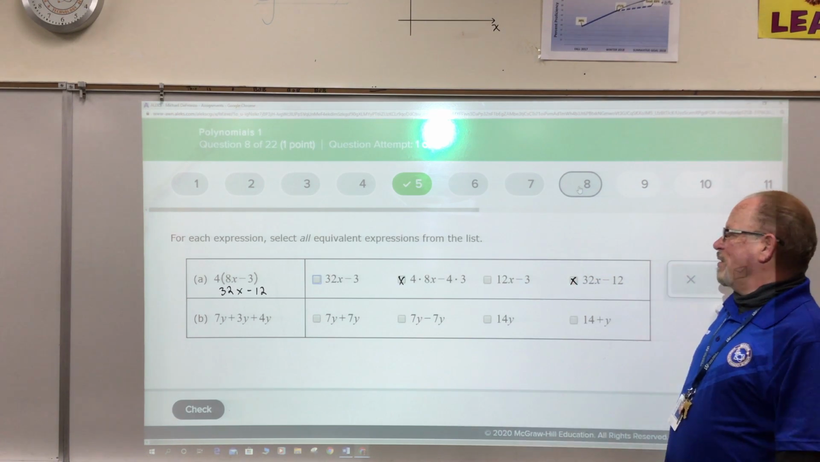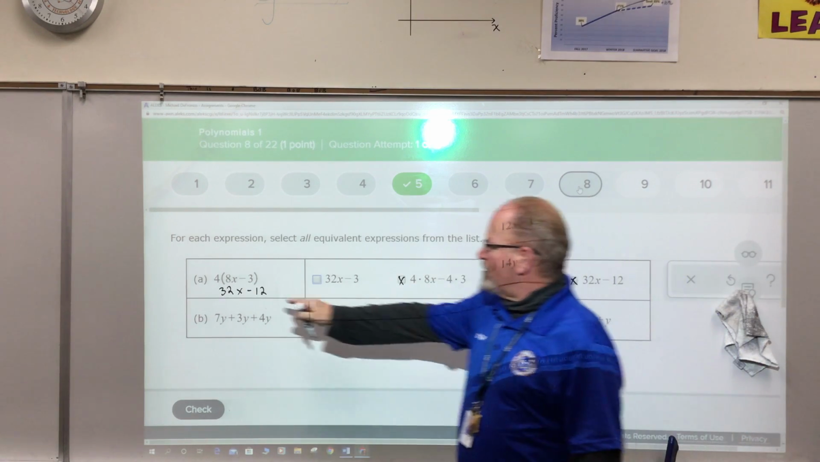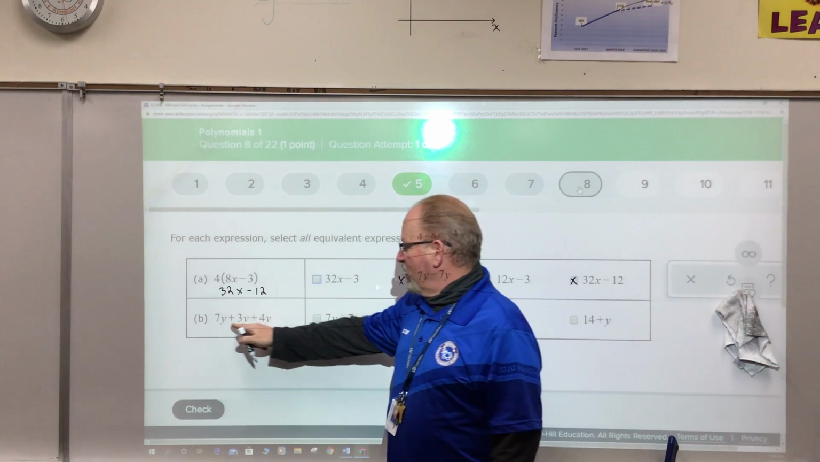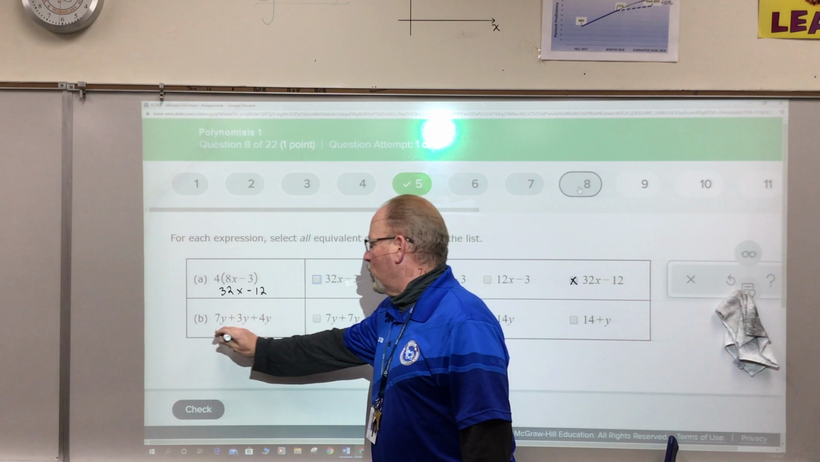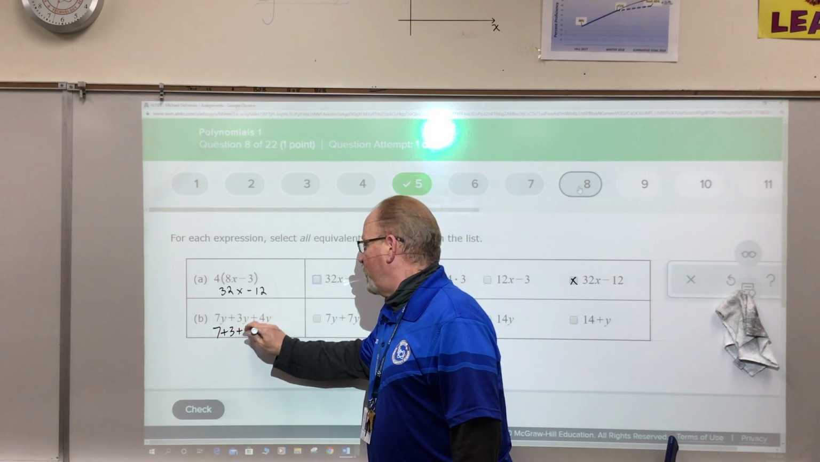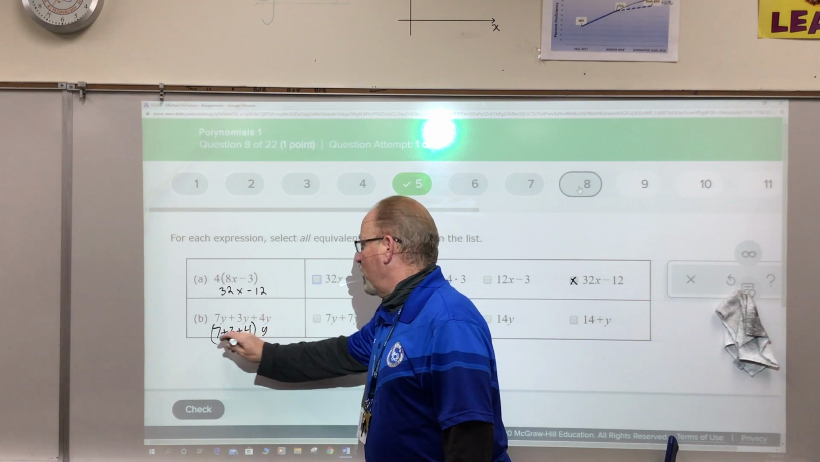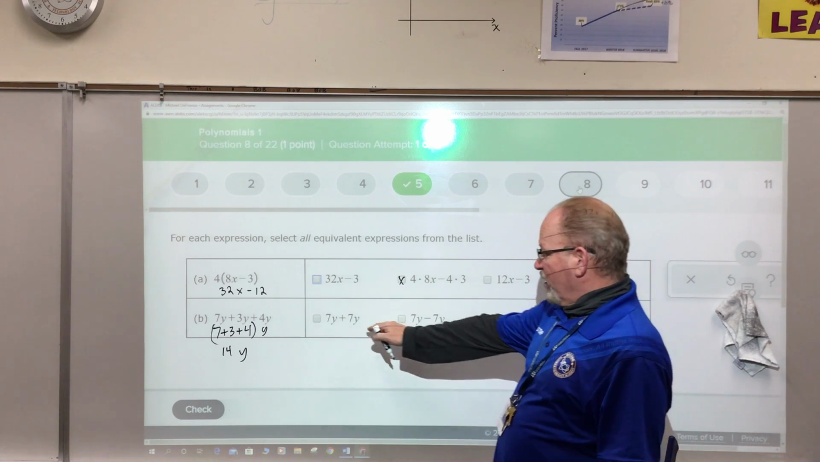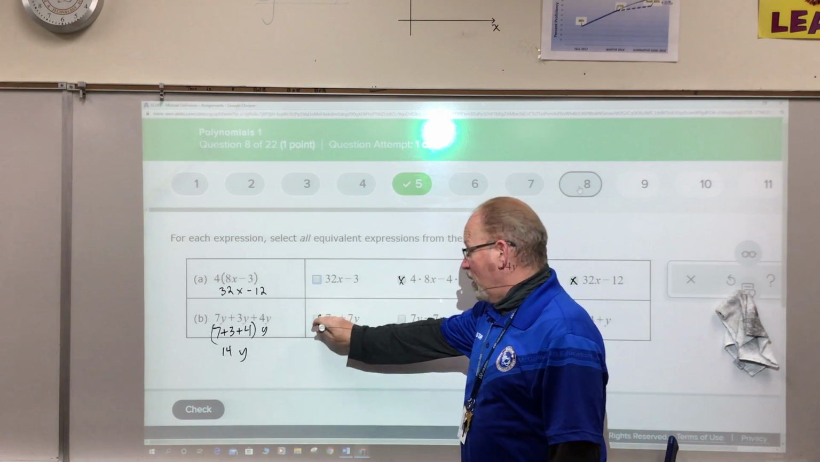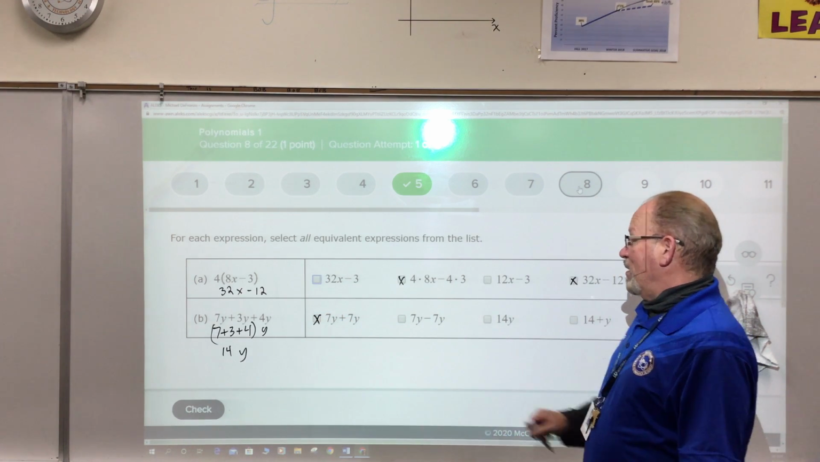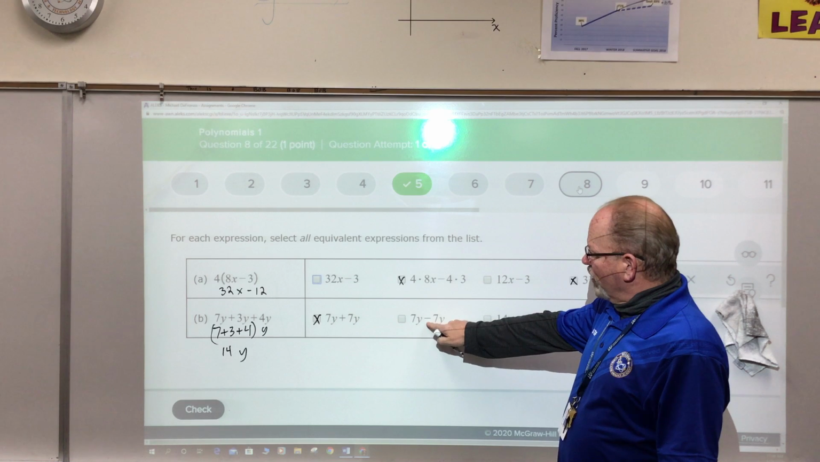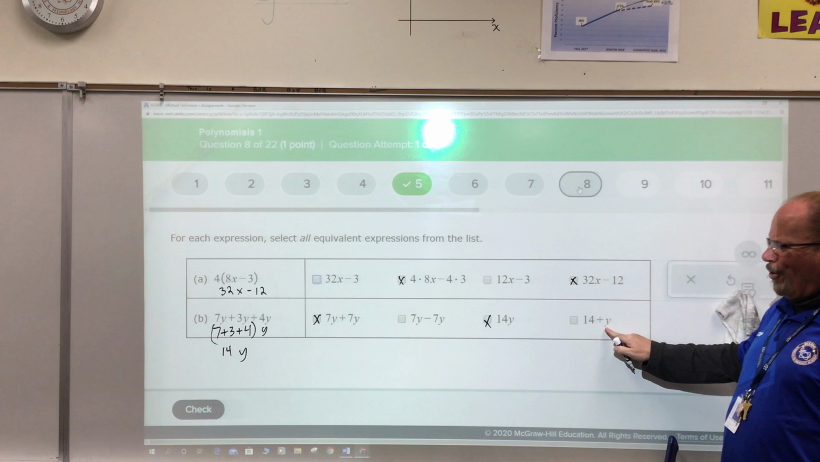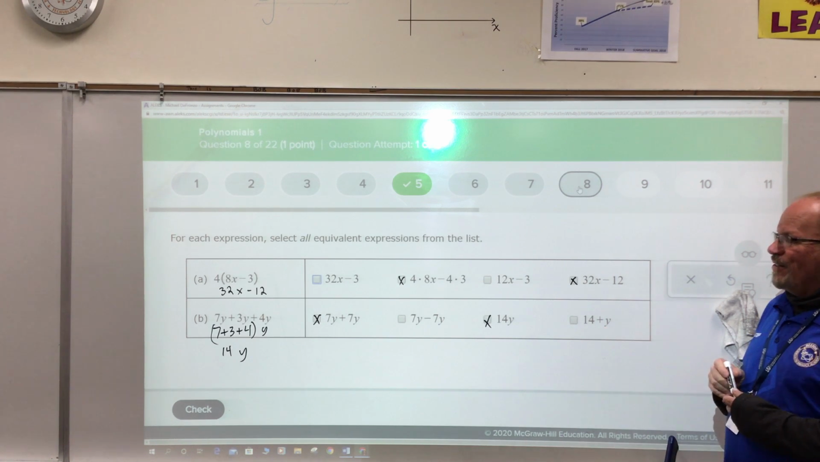Okay, so here's the math that we did. We distributed, and here's what it equals. Now let's come to this one. 7y plus 3y plus 4y is 7 plus 3 plus 4 times y, 14y. Is it the same as 7y plus 7y? Yeah, it is, actually. Is it this one? No, because we can't turn plus into minus. Is it this one? Yes. Is it this one? No. Heck no.